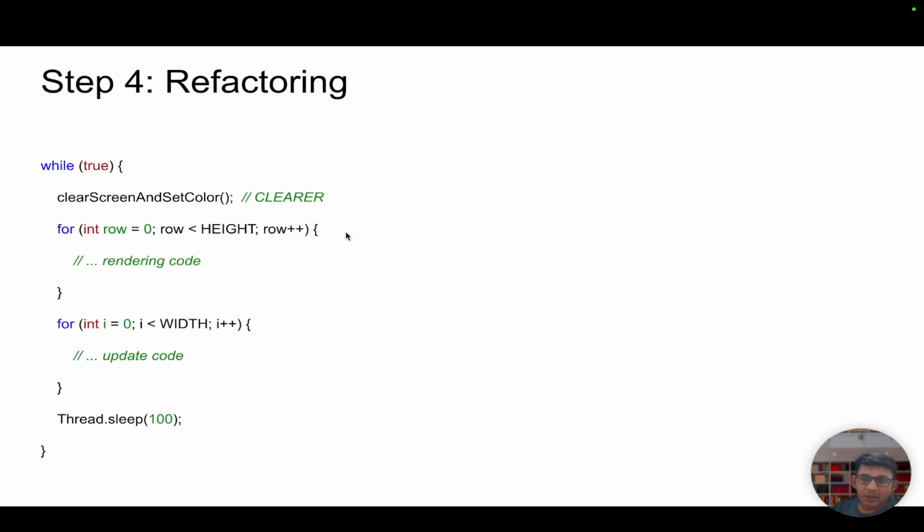Now, the main loop becomes what you see on the screen. What's improved here is that instead of the System.out.println, which forces you to understand ANSI codes, we have clear screen and set color, which tells us exactly what's happening.